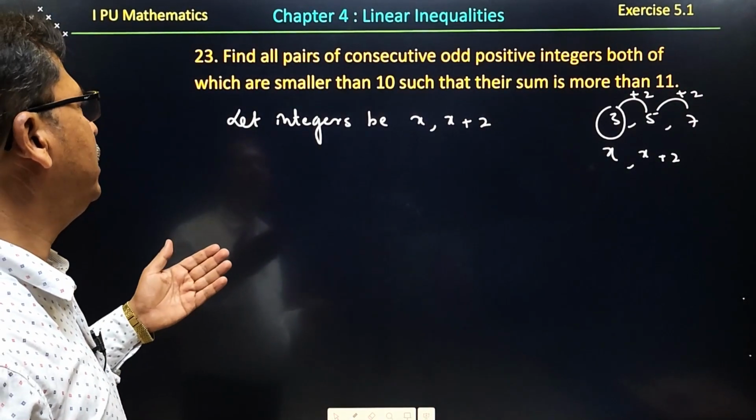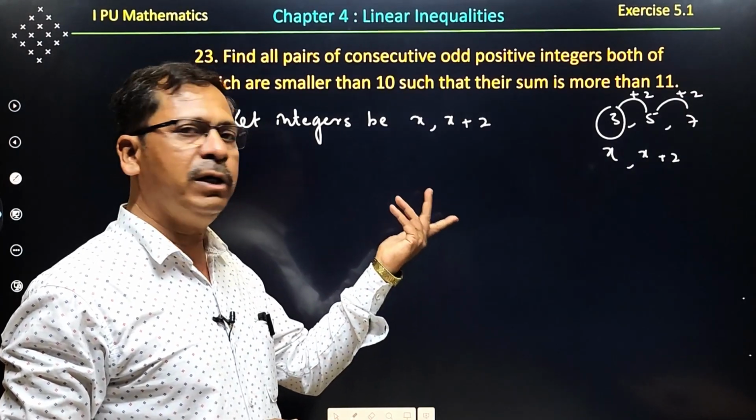Suppose if you take the first odd integer as x, next will be x plus 2 definitely.